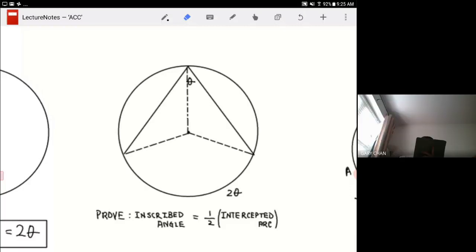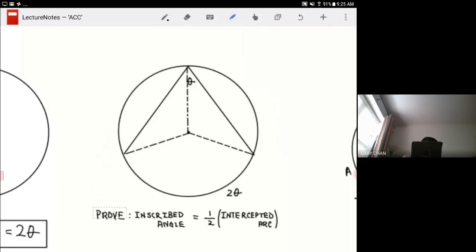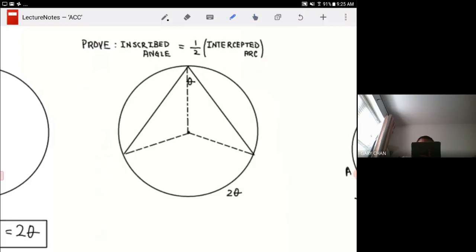Okay, so right now, just to keep in mind, our end goal is to show that the intercepted arc will be double that of the inscribed angle. Let's just keep that in mind. I am going to move that statement over because I don't really need that right now and it's a little intrusive. And I'm going to get rid of this angle theta right now because, again, it's intrusive.